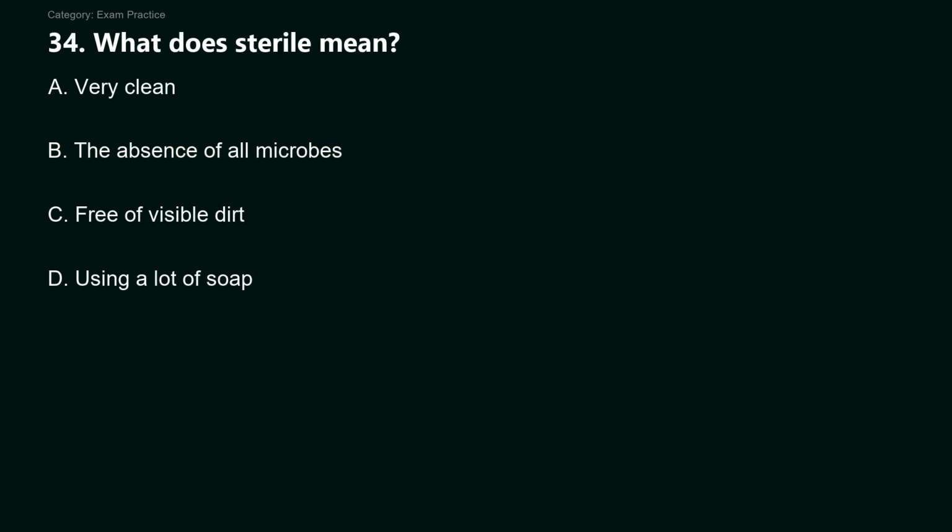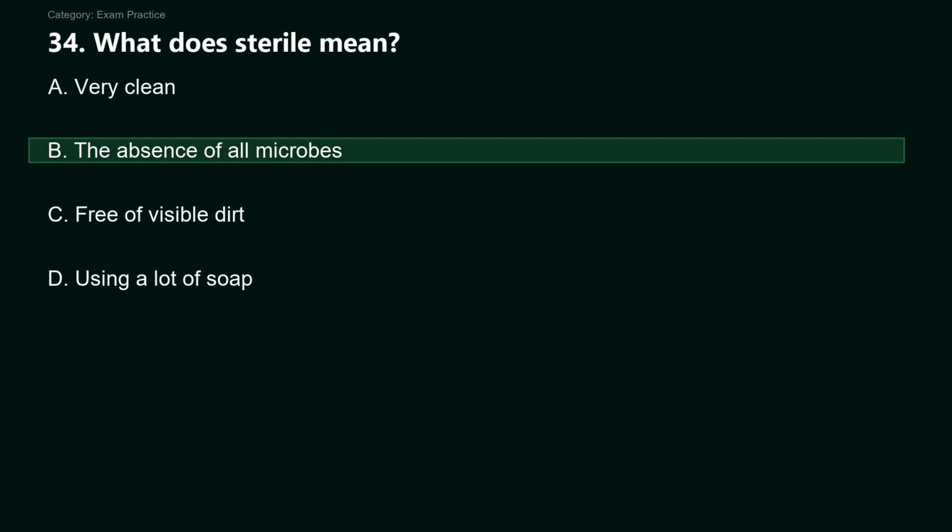Question 34. What does sterile mean? Option A, very clean. Option B, the absence of all microbes. Option C, free of visible dirt. Option D, using a lot of soap. The correct answer is option B, the absence of all microbes.